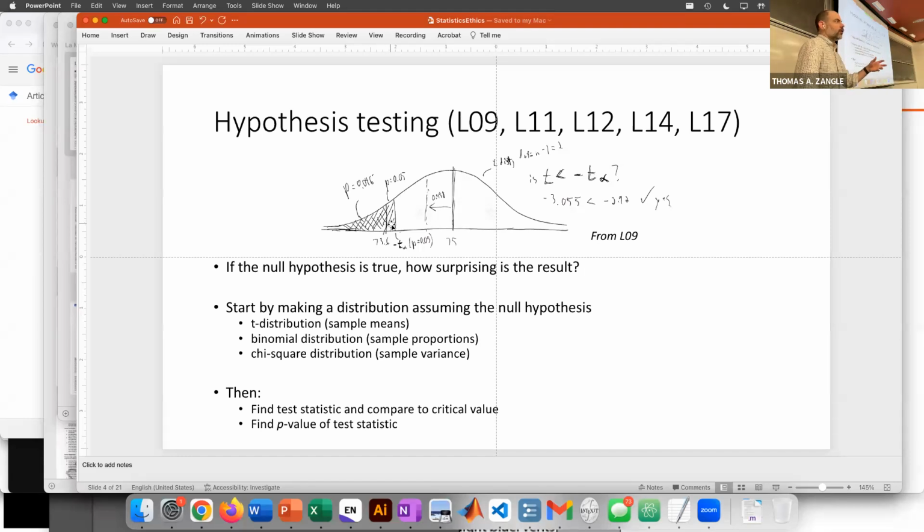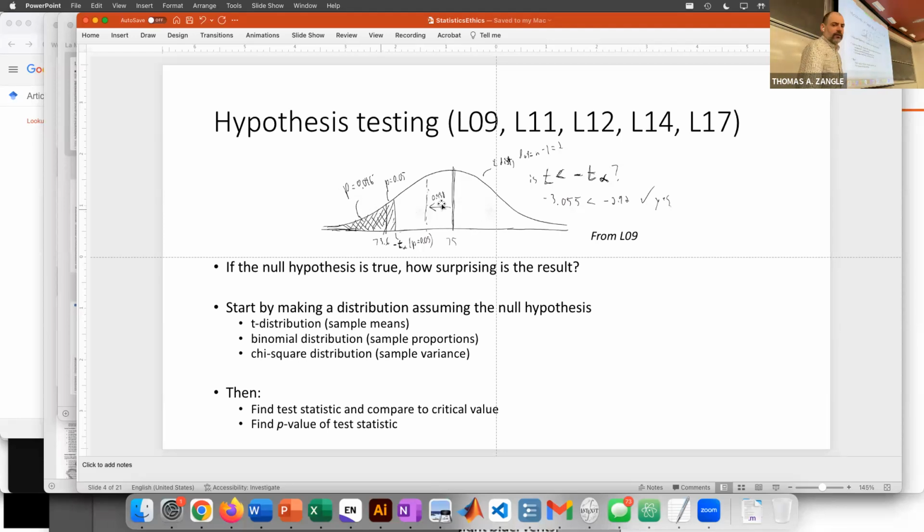Right. So it could be that our null hypothesis is true, and even if we have something that's way out here in one of the tails, it could still happen, right? Unlikely events can still happen. We just want to know what the probability that it actually happens is.